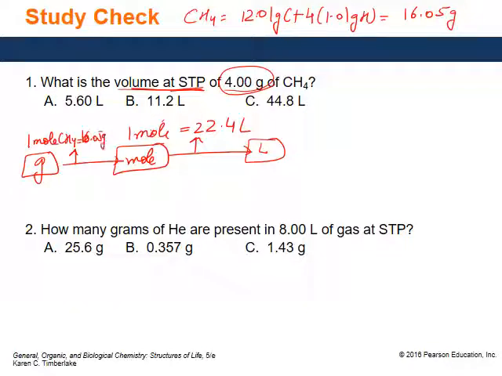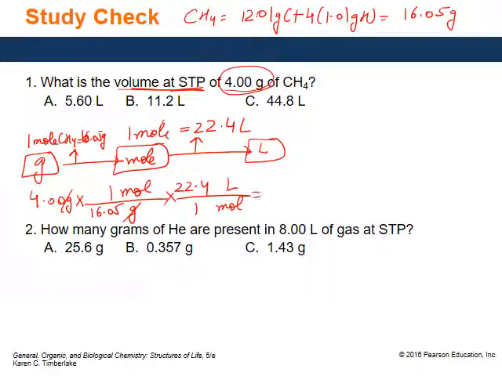Okay, so the conversion factor is 1 mole of CH4 is 16.05 grams. Now we start with what's given, which is 4.00 grams, divided by grams, multiplied by moles. 1 mole over 16.05 grams. Grams cancel, and I am left with moles. Now I can convert moles to liters by dividing by mole, multiplying by liters: 1 mole is 22.4 liters.